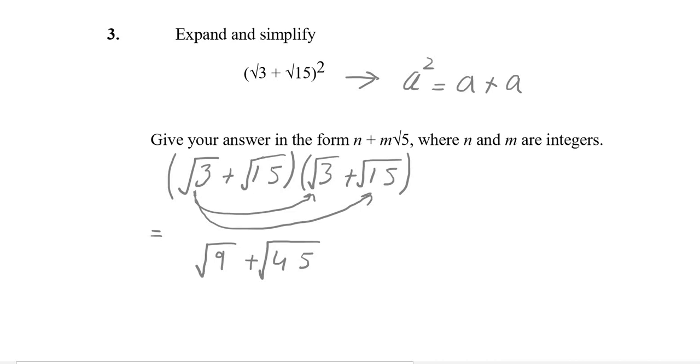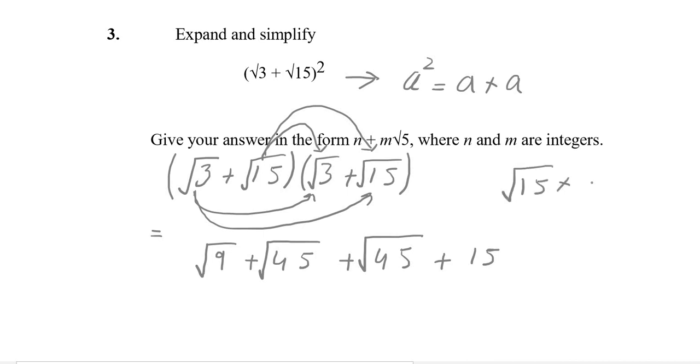Now this is finished, so I can do 15 times by 3 and 15 times by 15. Again, plus sign. Now 15 times 3 is going to be 45 root. Now 15 root times 15 root, I can get the answer straight away, 15, because I told you before, 15 root times 15 root, I get 15.